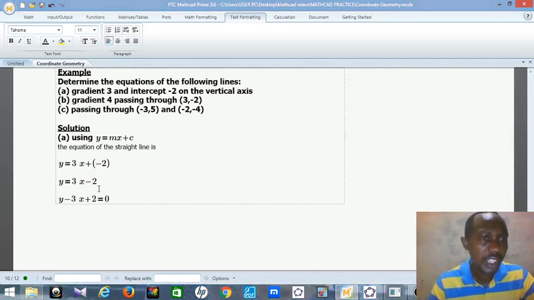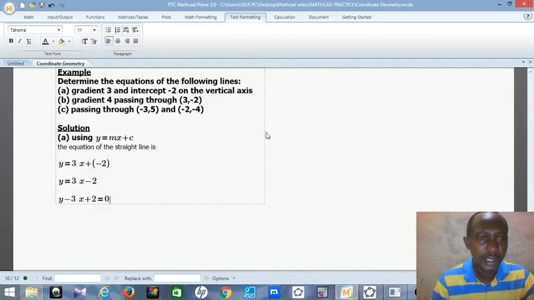So if you want the answer to be in this form, you leave this. This is the answer. If you want the answer to be in this form, you leave it in this form. So that is the answer for the first one. So let's look at the B part of the question.